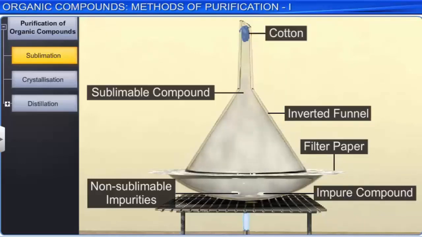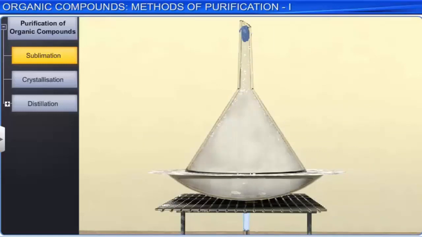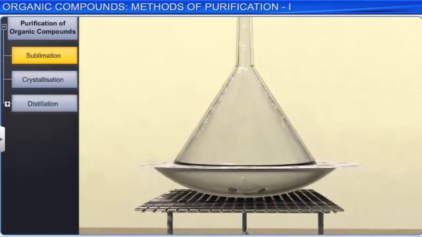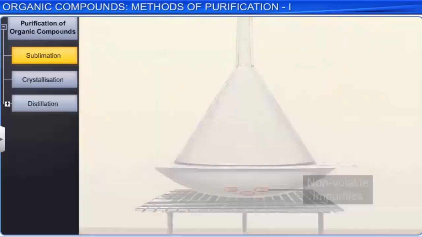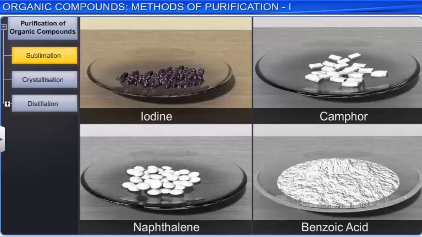Vapors of the solid, which sublime, pass through the holes in the filter paper and condense on the cooler walls of the funnel. The non-volatile impurities are left behind in the dish. Iodine, camphor, naphthalene, and benzoic acid are purified by this method.